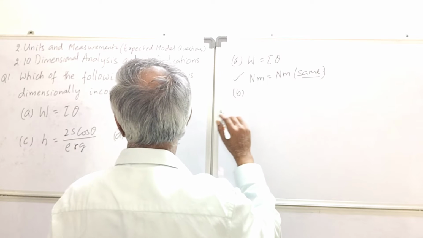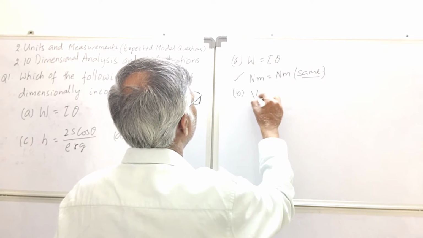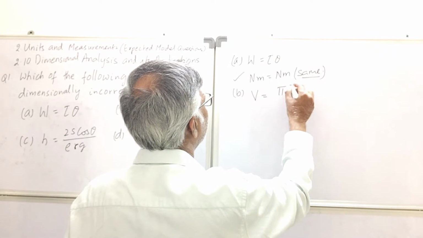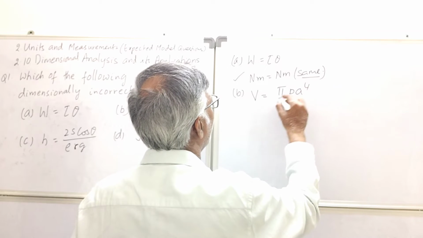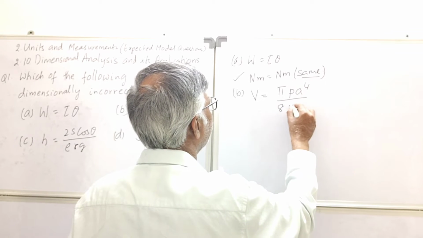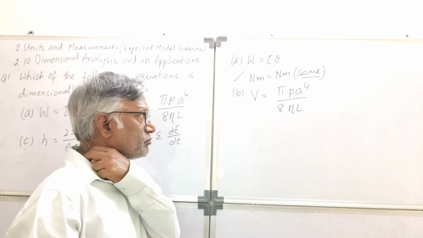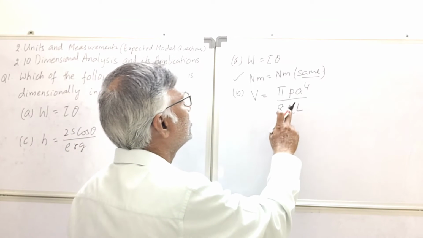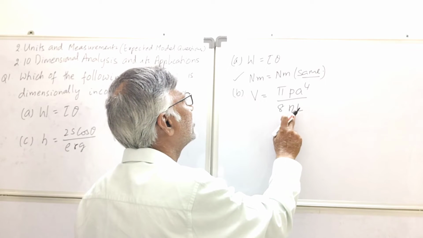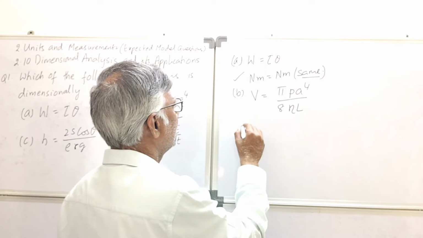Then P V, that is, volume is equal to pi into P a to the power of 4 divided by 8 eta L. So this is the eta definition. Let us check.